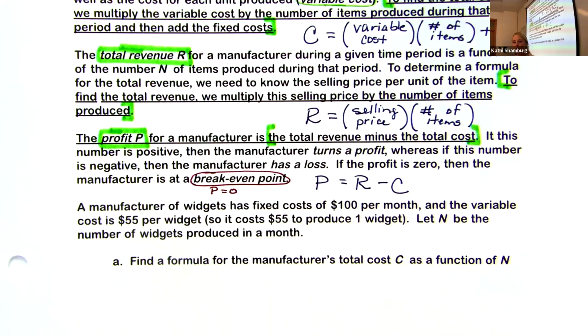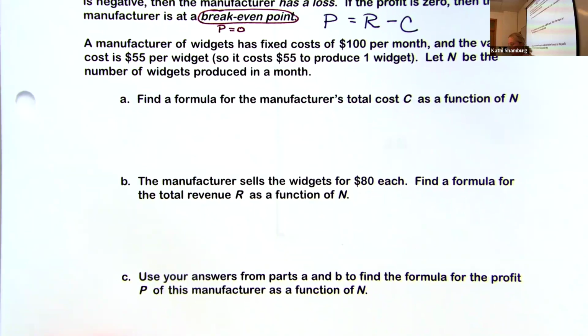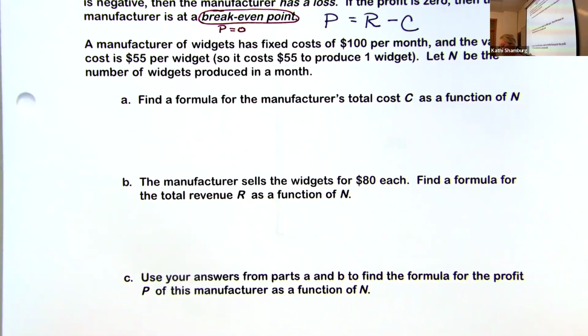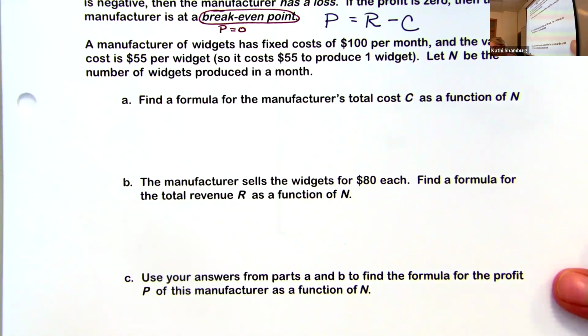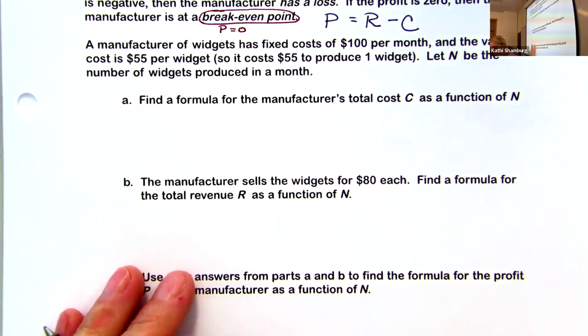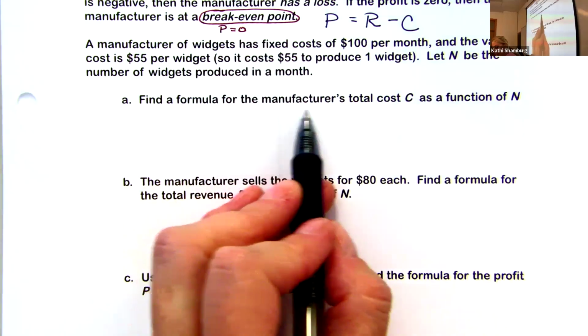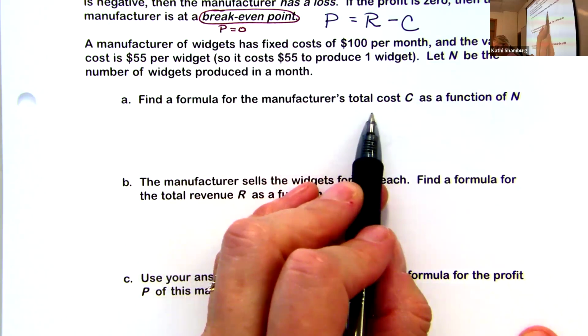All right, so we're going to do all of those in this problem. A manufacturer of widgets has fixed costs of $100 per month, and the variable cost is $55 per widget. So it costs $55 to produce one widget. Let N be the number of widgets produced in a month. All right. Well, we're going to do 3 different functions, so I'll define them down here. Find a formula for the manufacturer's total cost C.